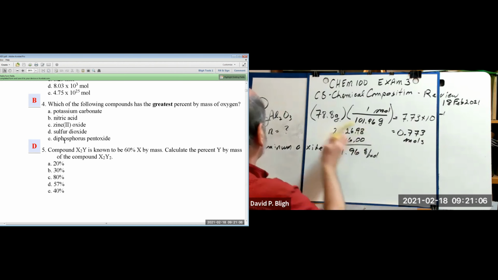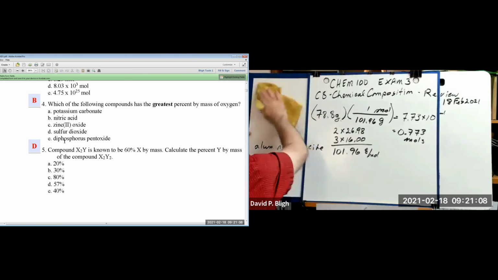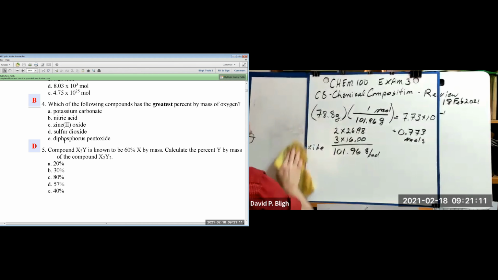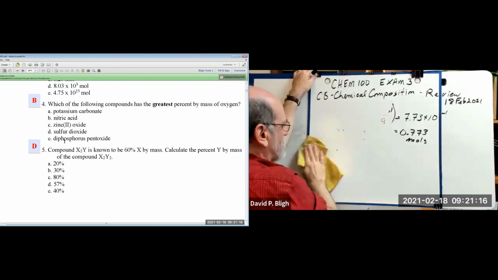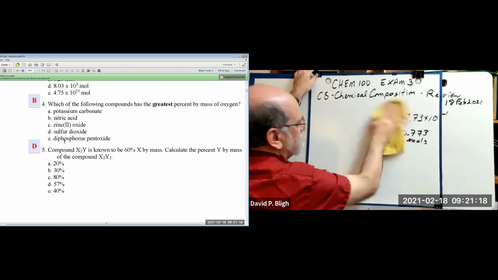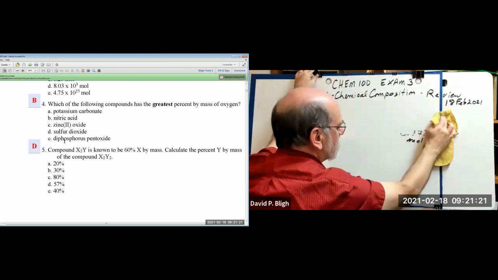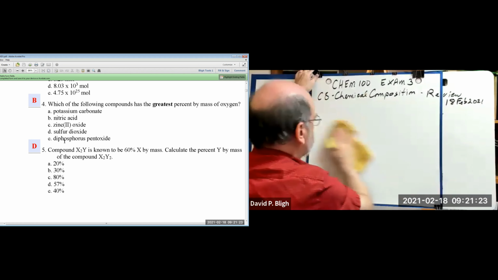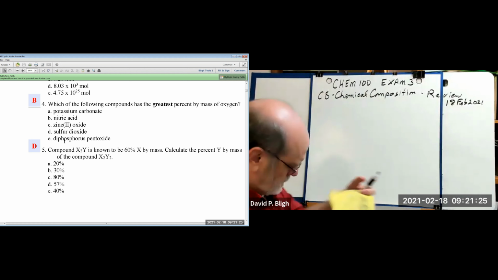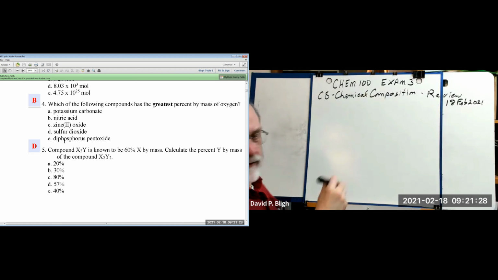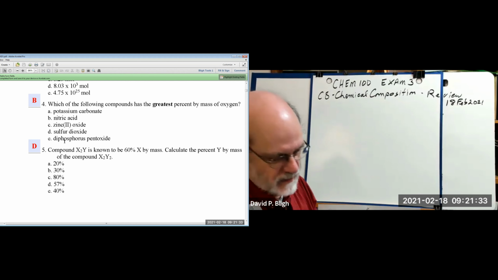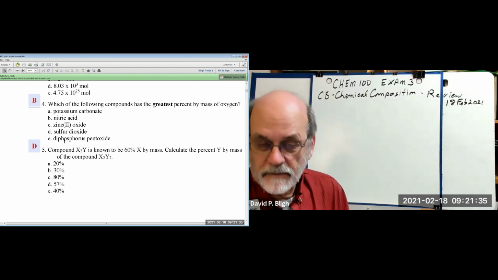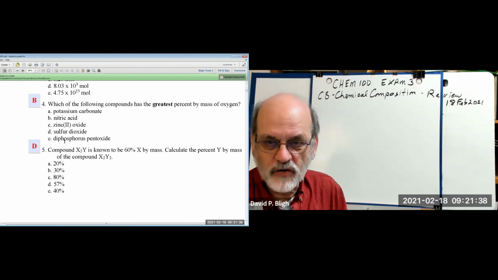All right. So let's take a look at number 4. So far, there's been a little bit of crossover, like calculating the molar mass. But for the most part, these have been different problems. Number 4. All right. Question: which of the following compounds has the greatest percent by mass of oxygen?